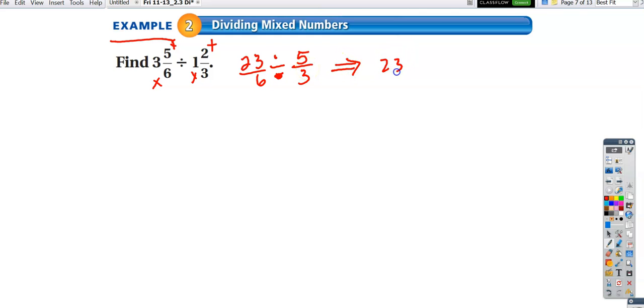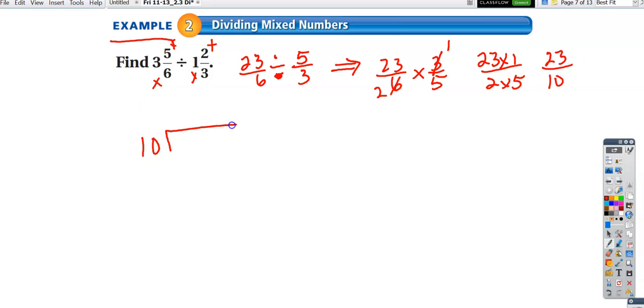When you want to divide, look on the right side, flip that fraction over, and then multiply. So 23 is a really big number. I wish it could simplify, but it turns out it's a prime number. So there's no common factors between 5 and 23. They're both prime, but the 3 and the 6, they both share 3. Divide out 3, divide out 3, I get 2. That leaves me with 23 times 1 over 2 times 5, which is 23 tenths.